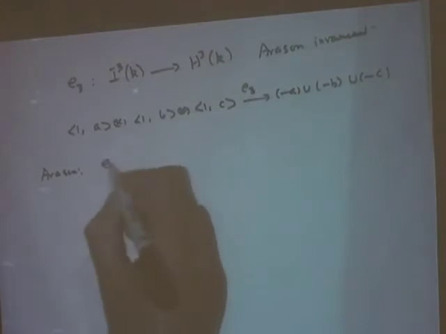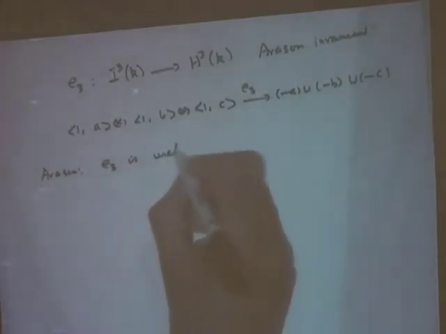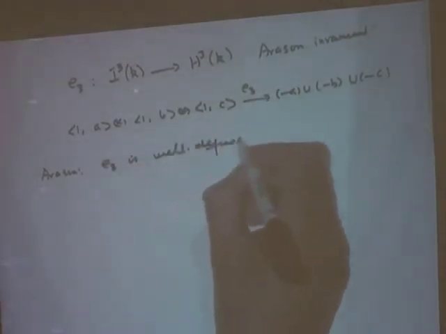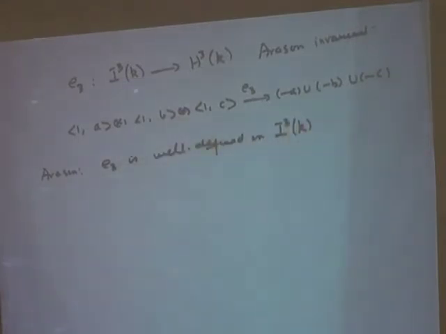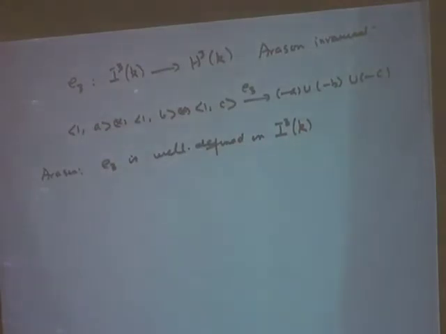So Arason showed that e3 is well defined on I3. In other words, if you specify it on the threefold Pfister forms, it takes this particular value. He showed that this extends, because after all I3 K is generated by threefold Pfister forms. It respects relations in I3 and it defines a homomorphism from I3 of K to H3 of K. And then now maybe I can state the Milnor conjecture.